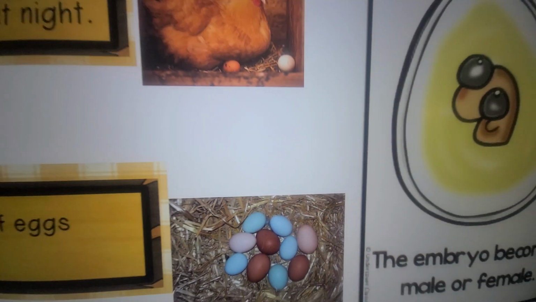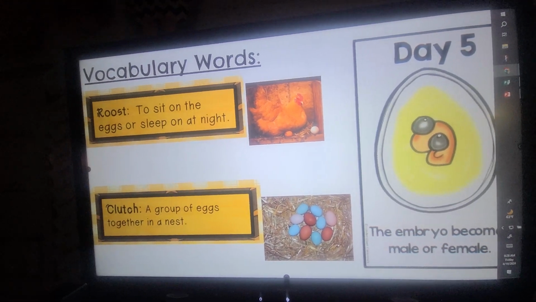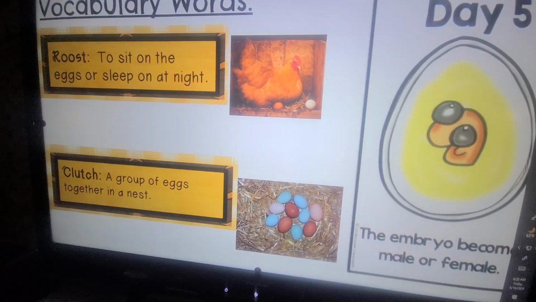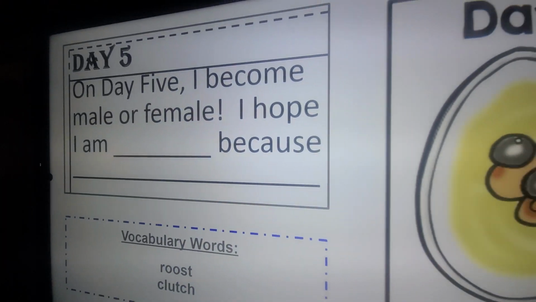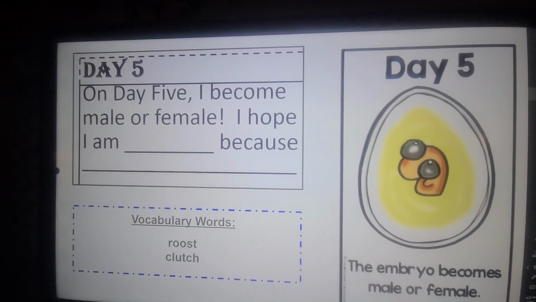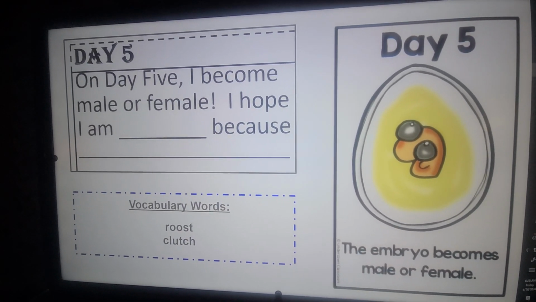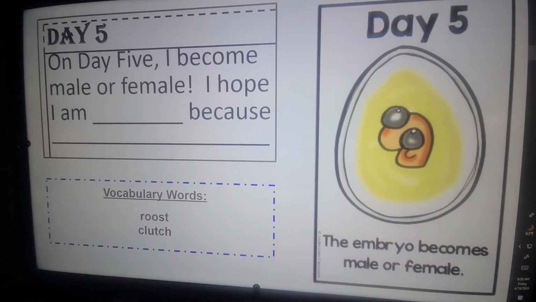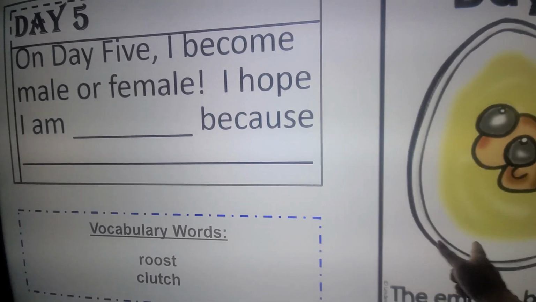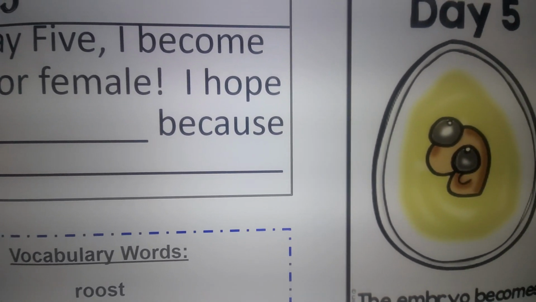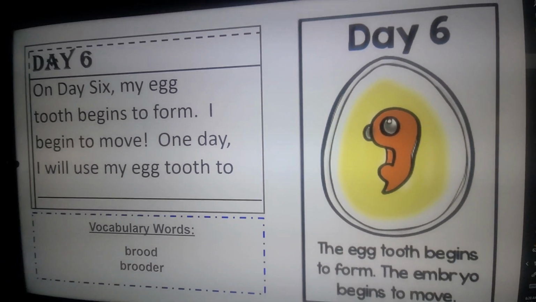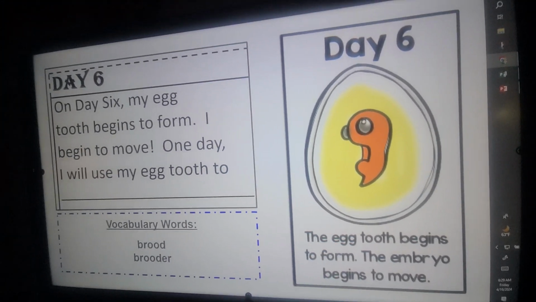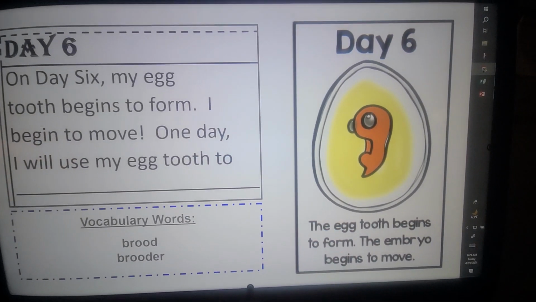So since today is Friday, we're going to have 2 days of writing today. We will write about today, which is day 5, and this is what your writing will look like. It says on day 5, I become male or female. I hope I am blank because, so today you'll be deciding if your chicken inside your egg is a male or female, and why you want it to be a rooster or a hen, and we've already talked about their important functions. And then tomorrow, which is Saturday, and you guys won't be here on Saturday, we have this happening. And so today we will write Friday's work and Saturday's work.